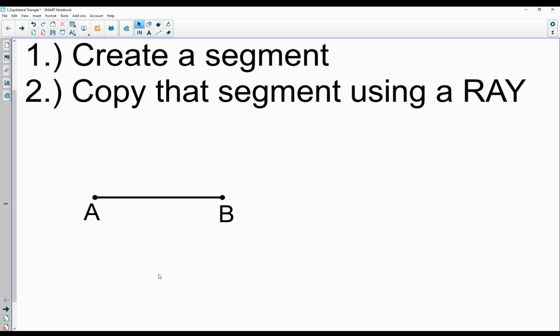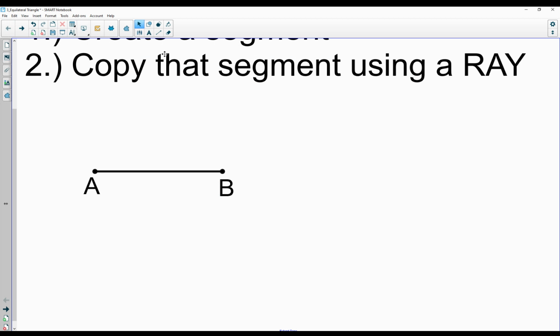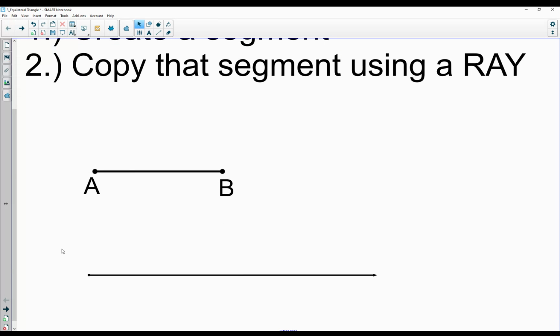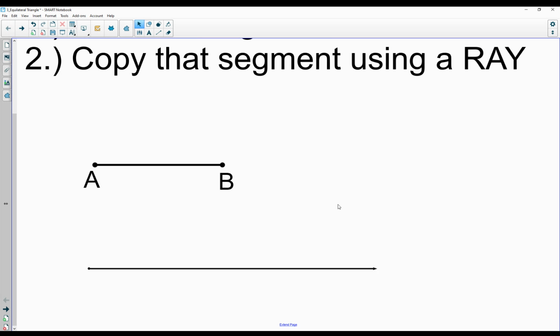Step 2 now says to copy that segment using specifically a ray. So to draw a ray, just to review, you're going to start with a point, take your straight edge, and continue in one direction from that endpoint and put an arrow. So here's my ray. We went over in class that rays should be longer than you anticipate because you never know how big whatever you're copying is going to be. The last thing you want to do is have to go back and extend a line. It's not the worst thing in the world, but always get in the habit of making your ray pretty long.